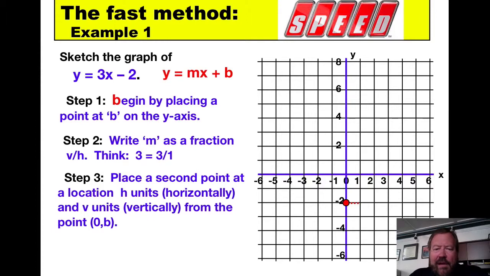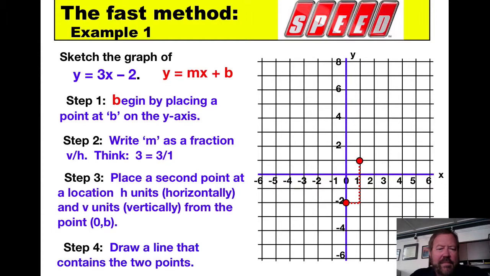And notice on the graphing grid that we have dotted lines to show that. And then we go ahead and place that point. And now step 4, draw the line that contains the 2 points. So this method is a little different than method 1. This is method 2, the FAST method. And so the teacher would model this.